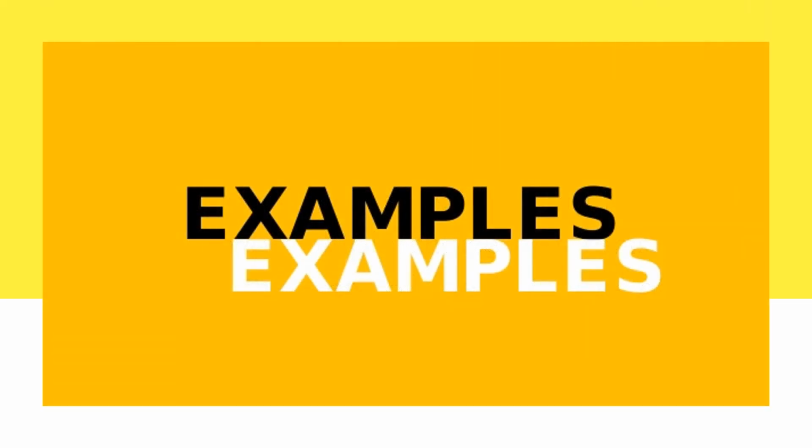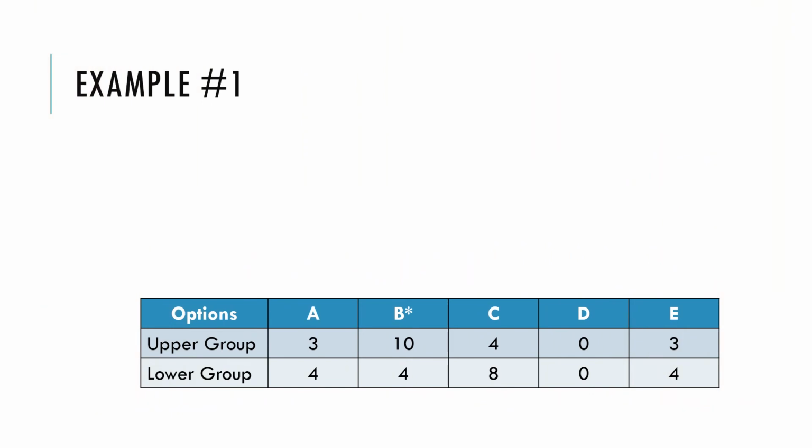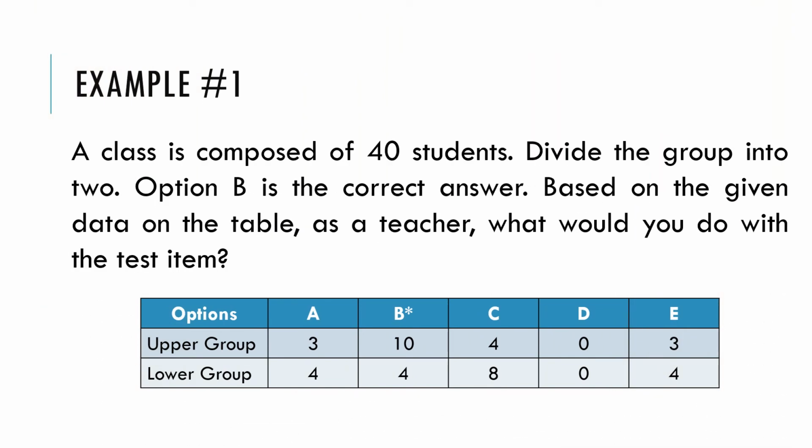Let's look at the examples. I will not go through every example. Let's just look at one example, following the steps. For example, number one: a class is composed of 40 students. Divide the group into two. Option B is the correct answer. Based on the given data on the table, as a teacher, what would you do with the test item?